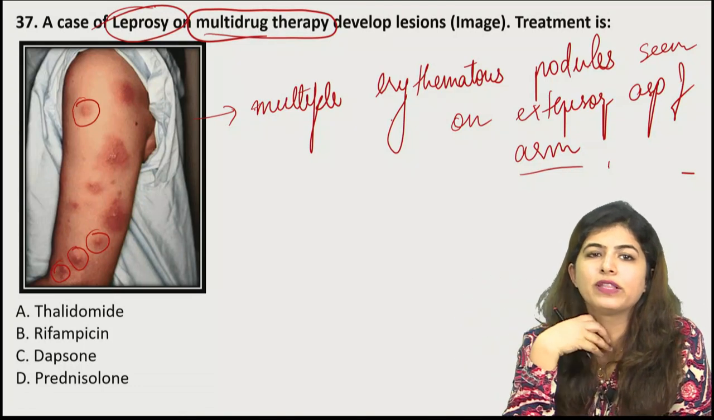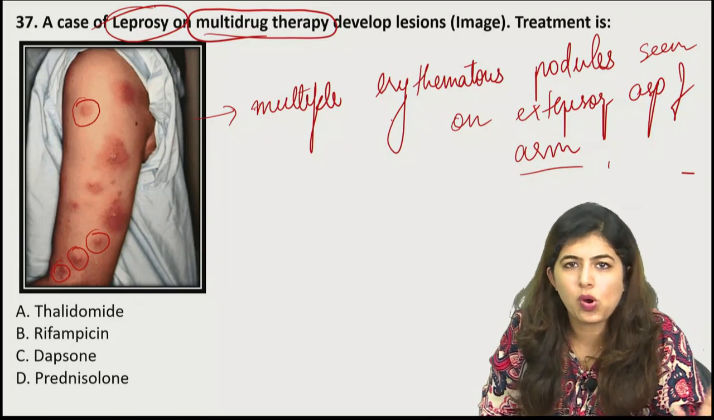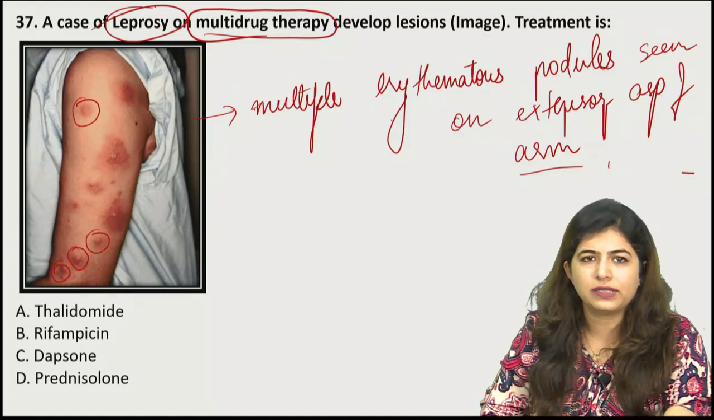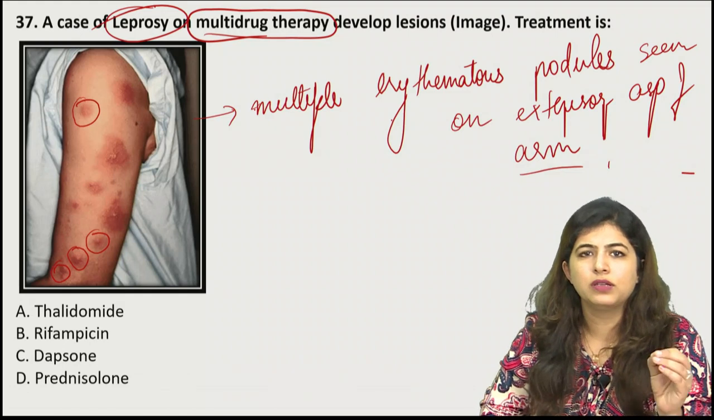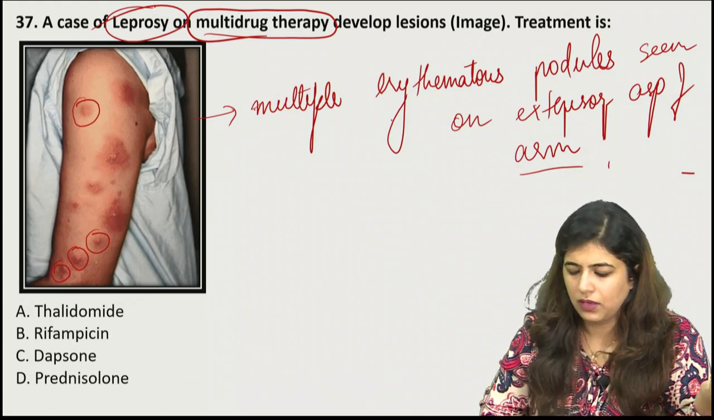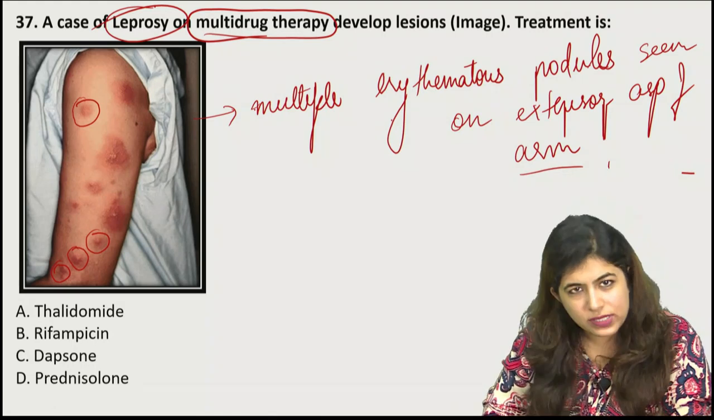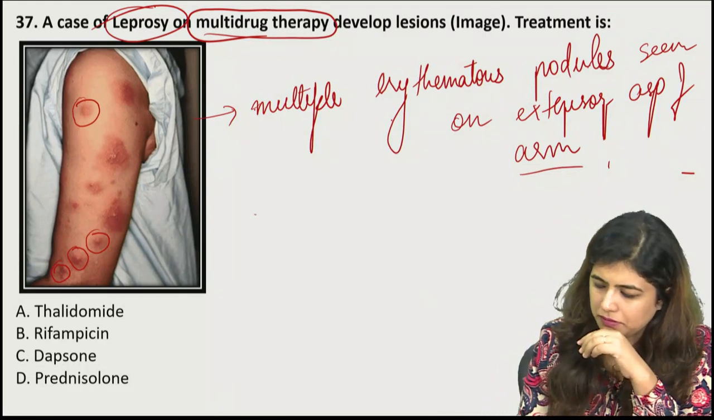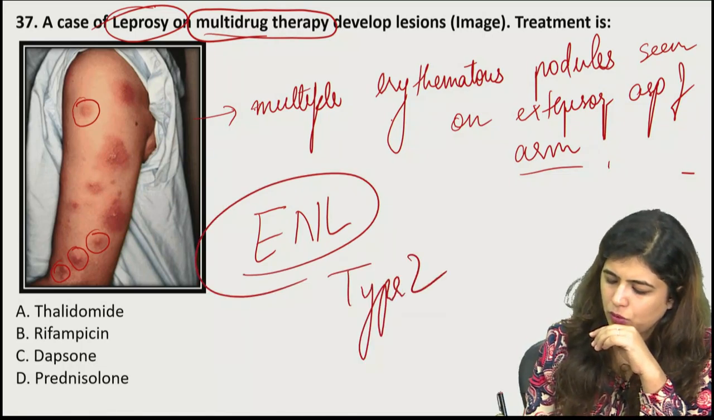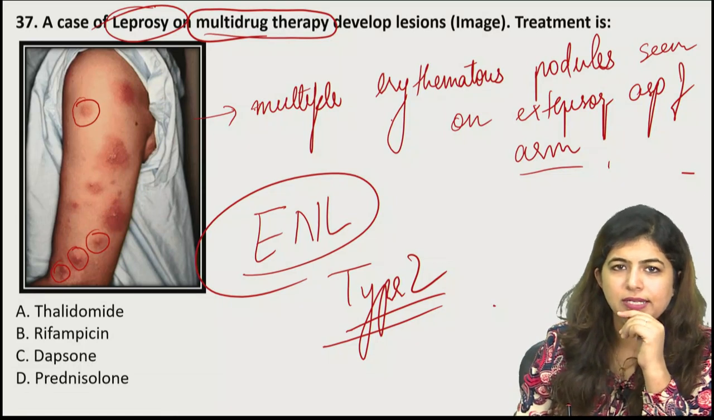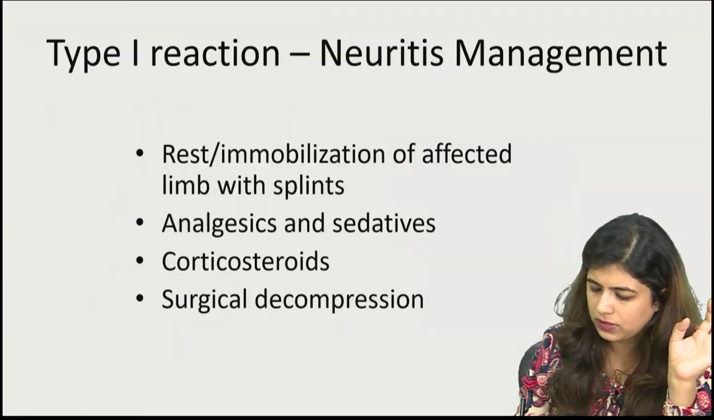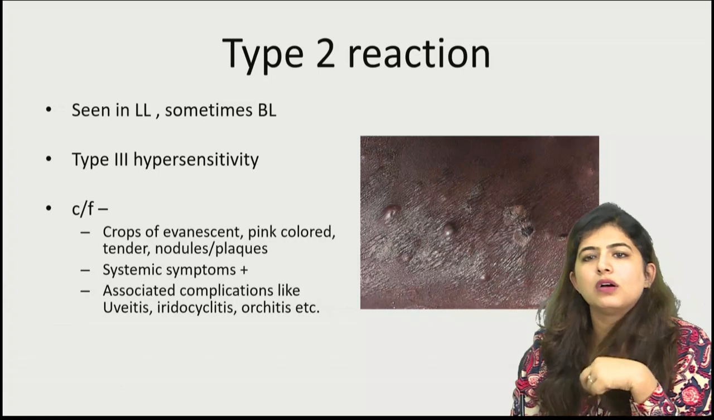I don't know whether it is painful, whether it is itchy, what is the duration. I don't know all that. The only thing that I make out in the image is that these lesions are nodules present on the extensor. Patient is a case of leprosy on treatment. What could it be? The only time I have nodules in a patient of leprosy is when the patient is suffering from type 2 leprosy reaction. That is the only time a patient of leprosy has nodules.